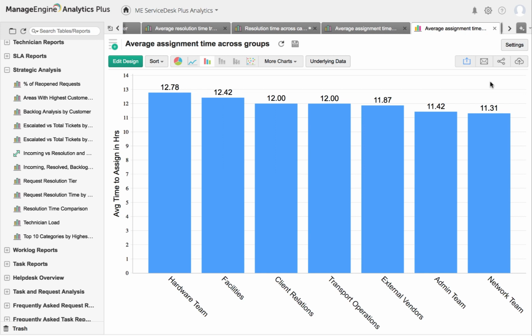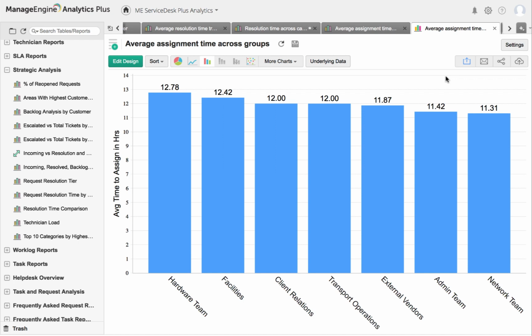Now, the best way to avoid delays in assignment time is to set up auto assignment rules based on request categories. However, there are always going to be requests that cannot be auto routed and have to be manually assigned. In such cases, it is important to closely watch the unassigned queue and tag it to the appropriate technician. All right, so that was factor one.